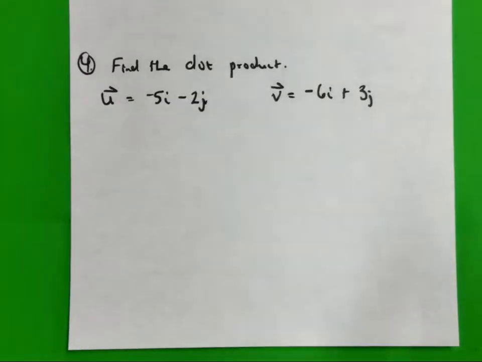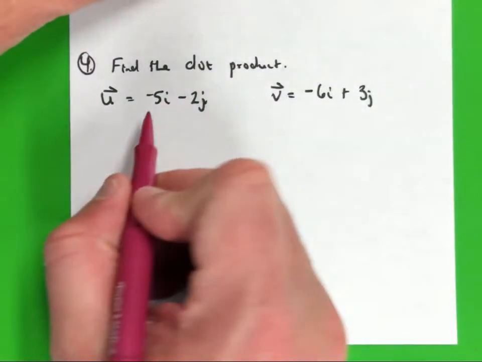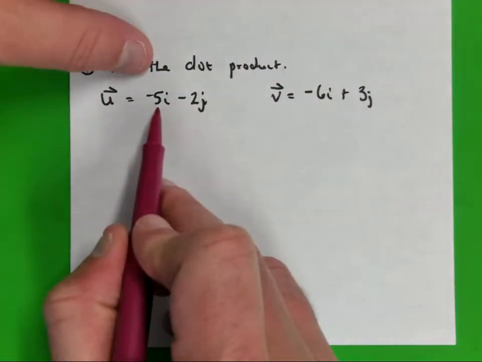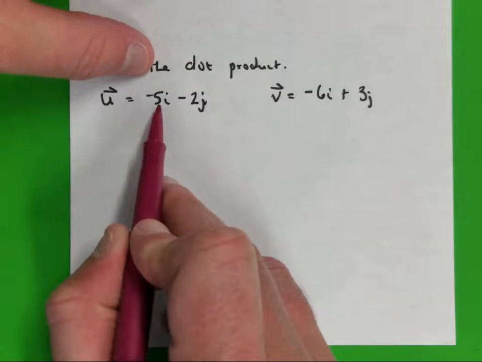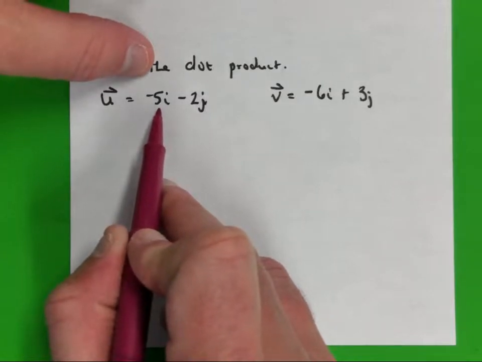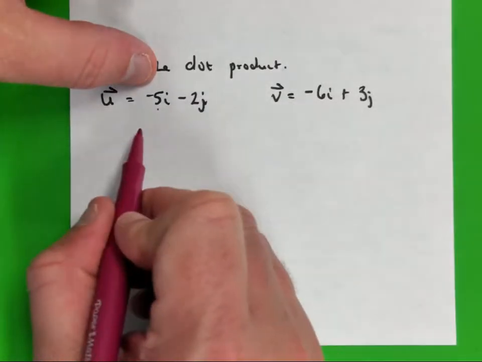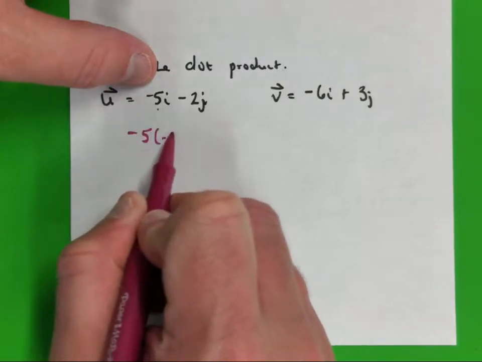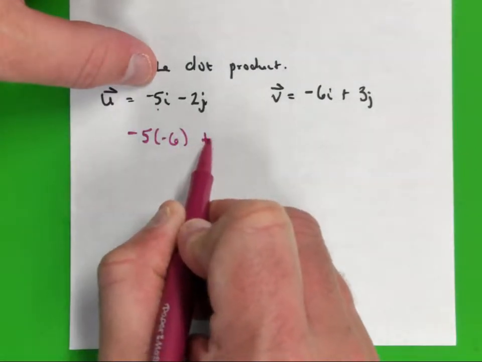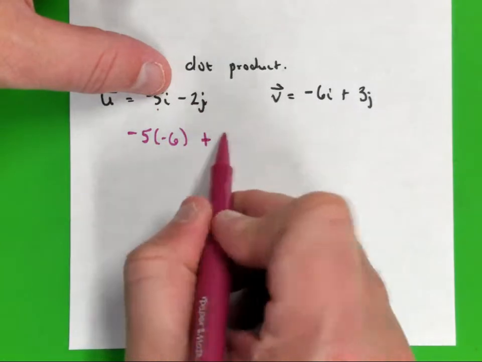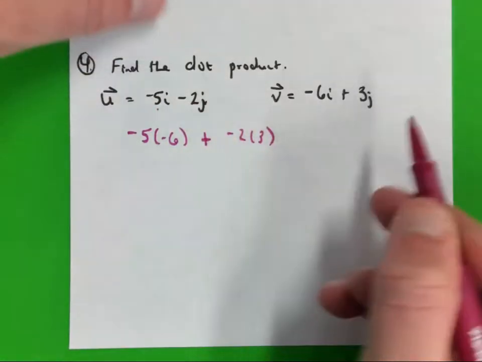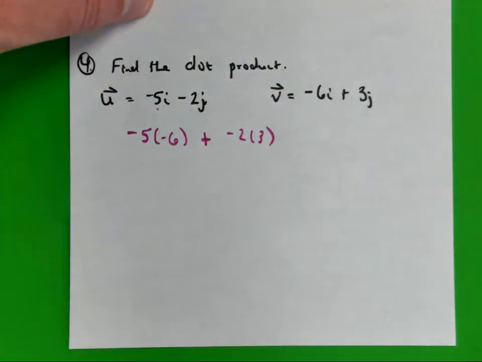Number 4 says find the dot product between these two vectors. What am I going to multiply here? Negative 5 and what? Negative 5 times negative 6. What operation goes right here? Plus, and then negative 2 times what? 3. Remember, dot product's that fourth operation.